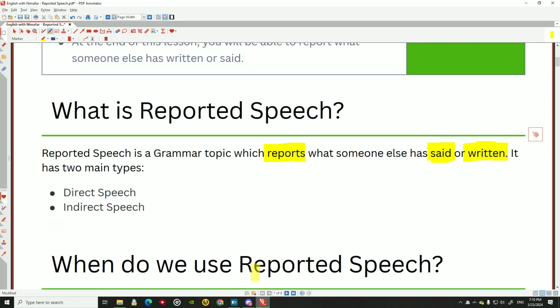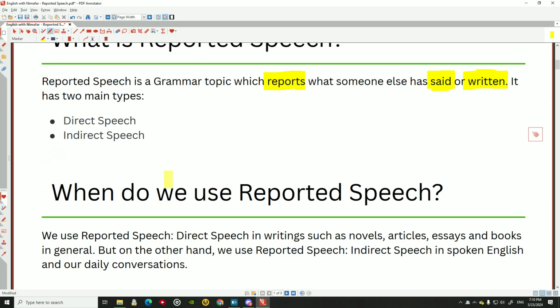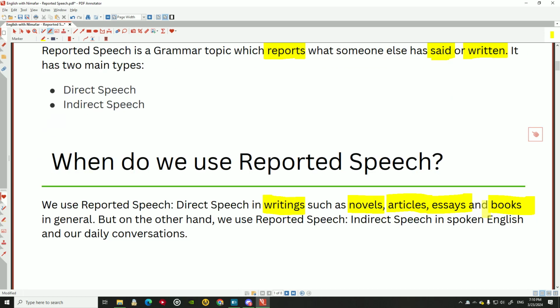So let's see together. We use reported speech, direct speech, in writings, such as novels, articles, essays, and books in general. But on the other hand, we use reported speech, direct or indirect, both of them are correct, in spoken English and our daily conversations. So normally we use indirect when we're talking, when it's something verbal or we're in a conversation with someone, but we use the direct one when we are writing something, such as a novel, an article, and something like that.